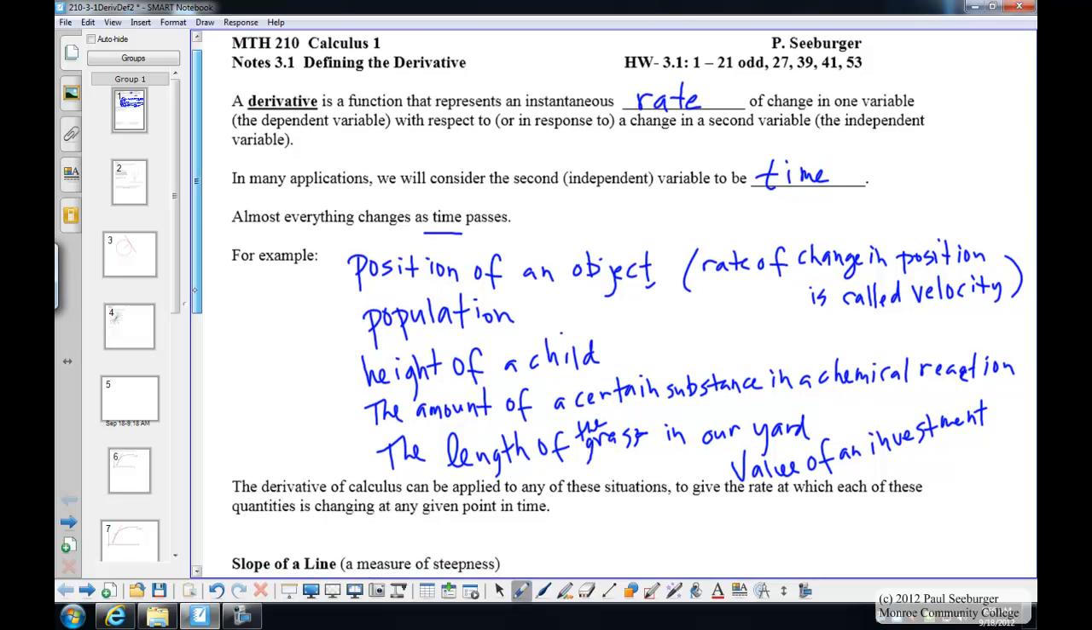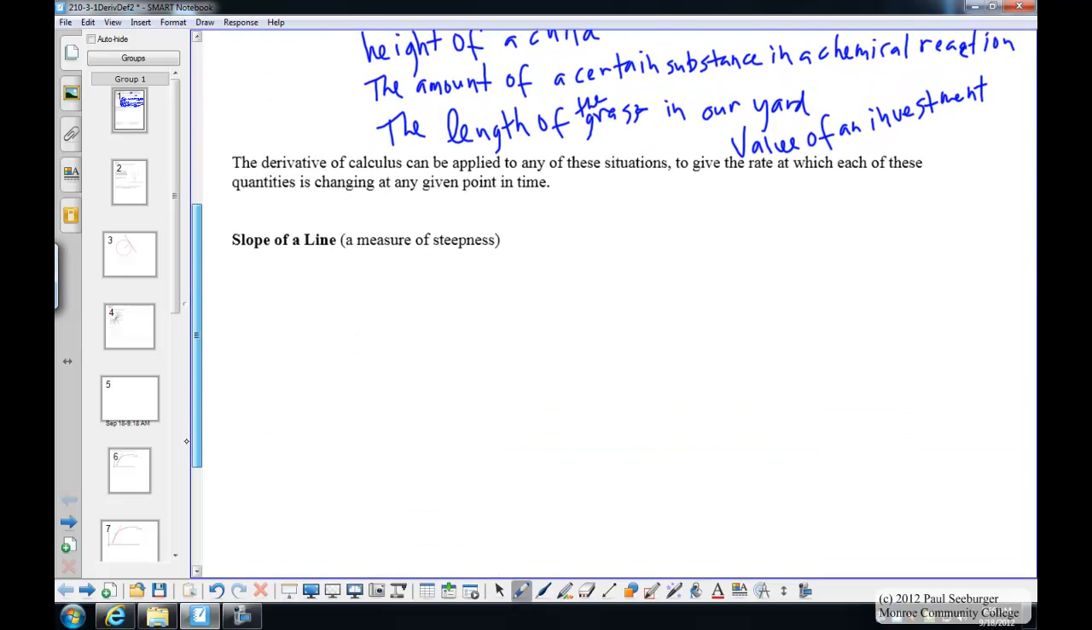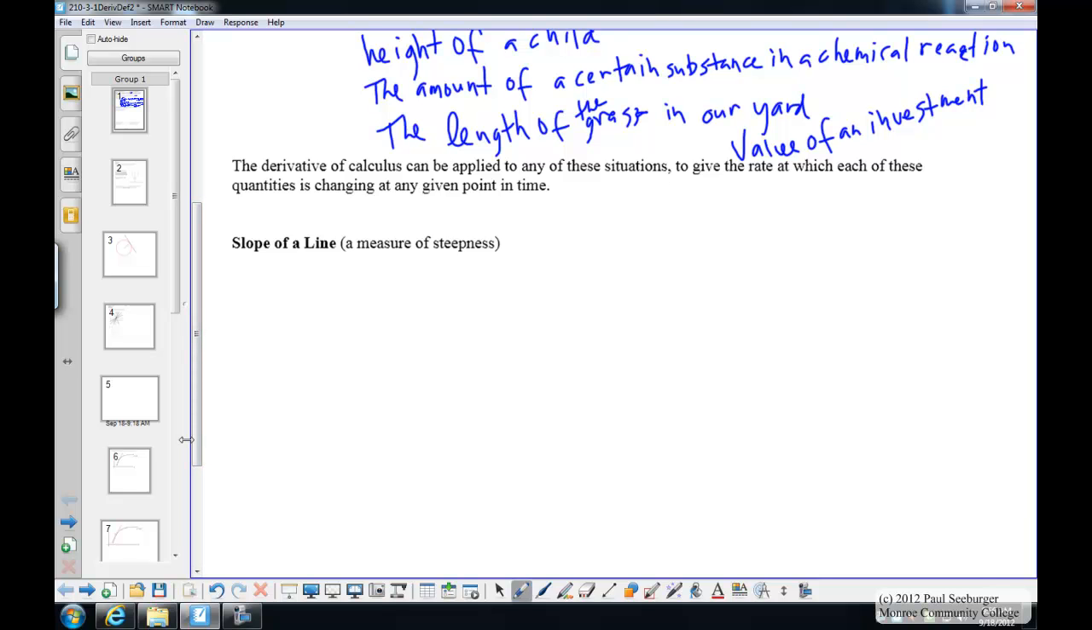Okay, so let's go ahead and look down below here. The derivative of calculus can be applied to any of these situations to give us the rate at which each of these quantities is changing at any given point in time. It's an instantaneous rate of change. How fast is it changing right now? Sometimes that's hard to figure in a real-life application. You've got to take data and approximate that. We'll talk about how to approximate instantaneous rates of change using, anybody know what you use? We did it the first day of class. An average rate of change. That's right. Remember doing that? That marble we dropped from the cliff, right? So that's exactly what we're talking about here.